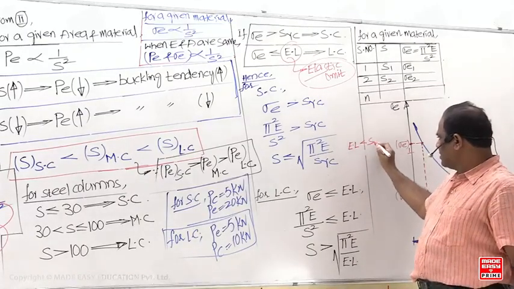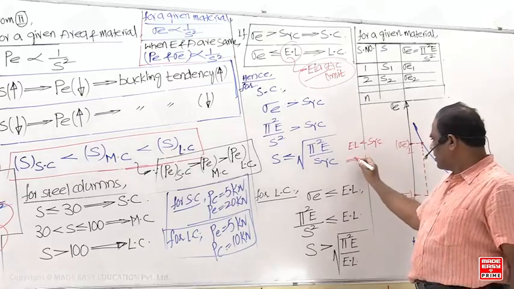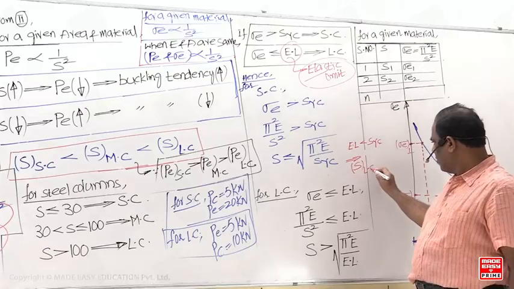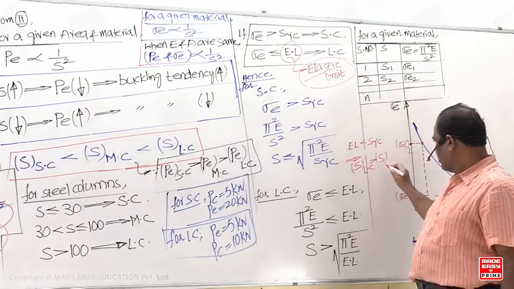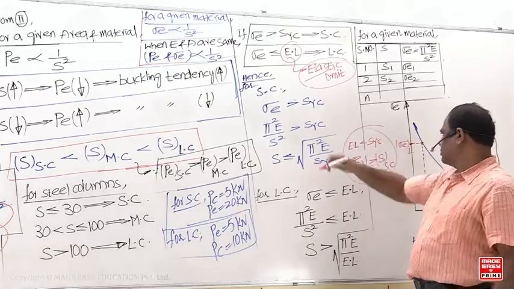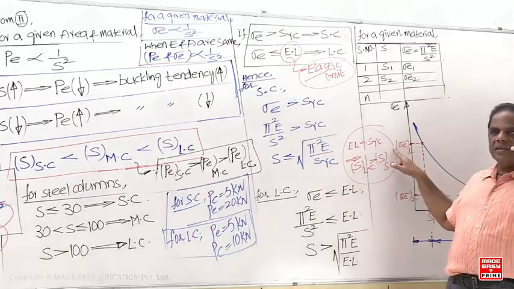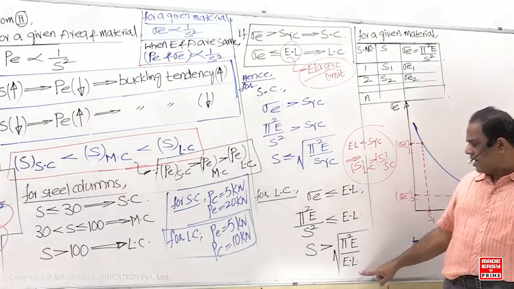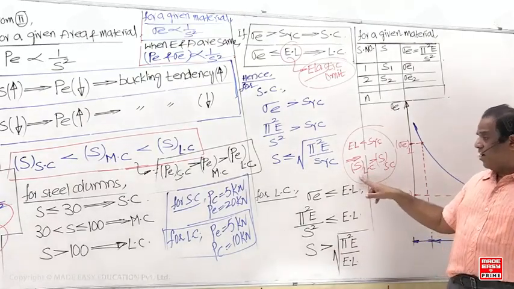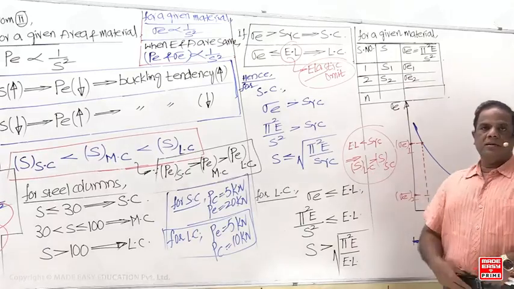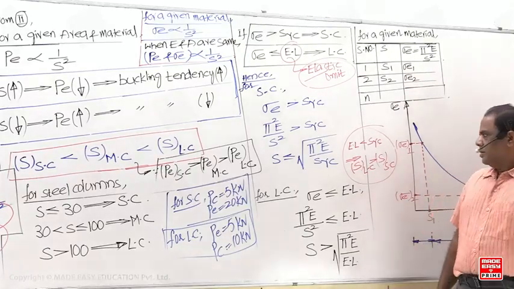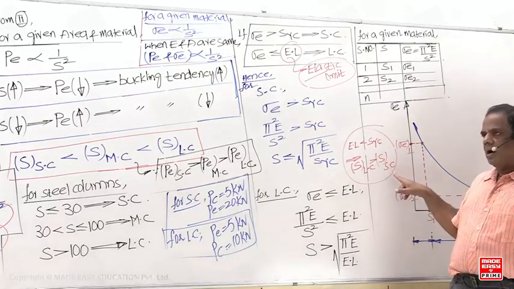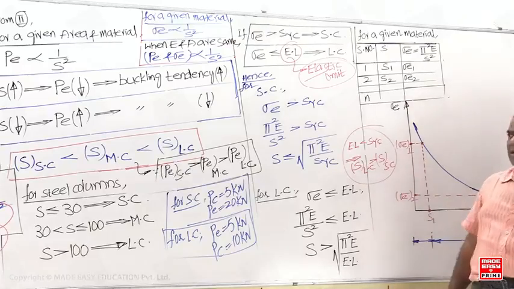Elastic limit is less than SYC. When the denominator is going to be less, automatically this value will be more. Therefore, S of long columns is greater than S of short columns. In case of steel, this value we are going to get is 100, and this value you are going to get is 30. If I change the material, this will change.